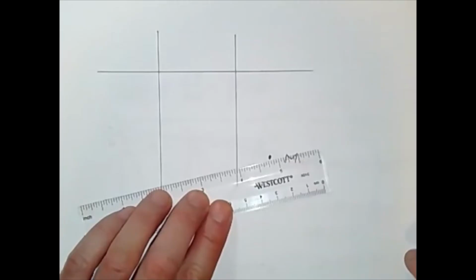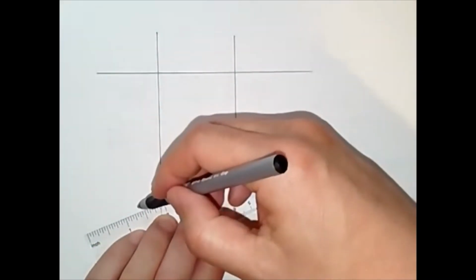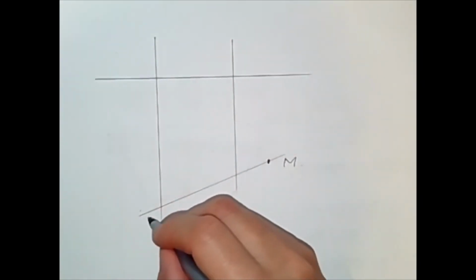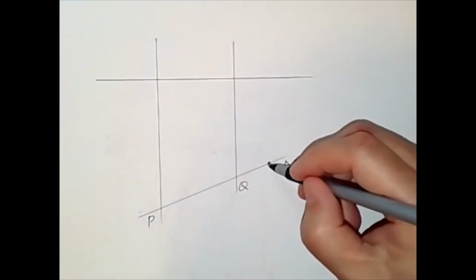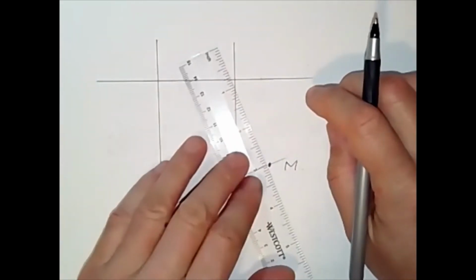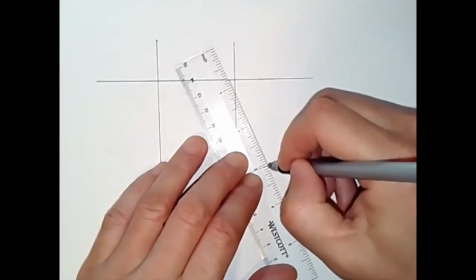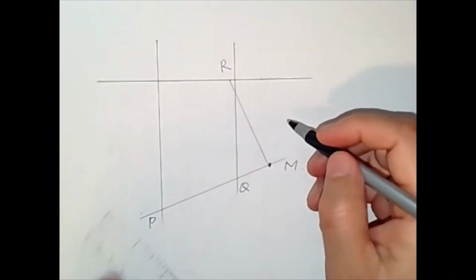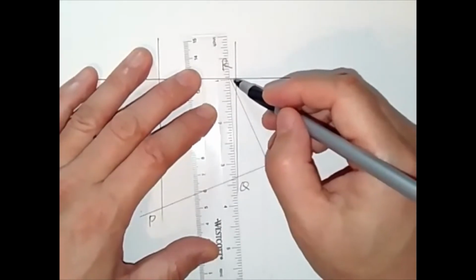For example, I can draw a line like this. I call this my P. This is my Q. And then from M, I draw a perpendicular line like this. I call this point R. Then I can connect PQR to create a triangle.